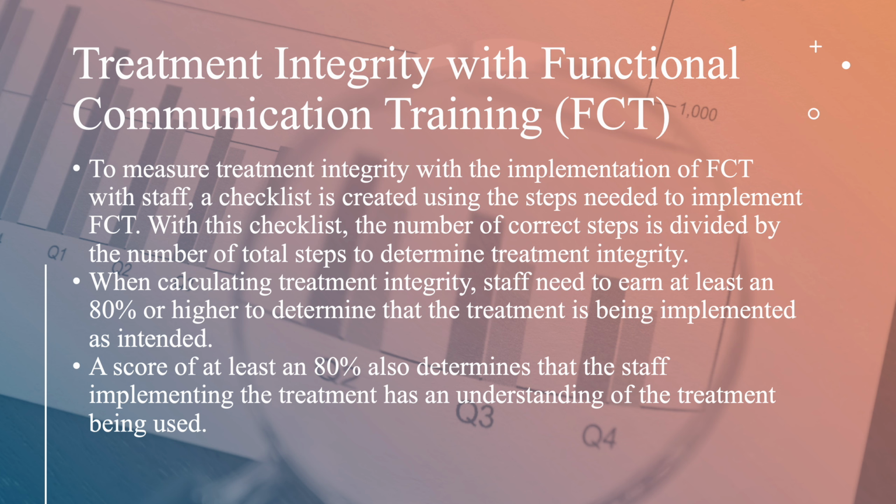Treatment integrity with functional communication training. To measure treatment integrity with the implementation of functional communication training with staff, a checklist is created using the steps needed to implement functional communication training. With this checklist, the number of correct steps is divided by the number of total steps to determine treatment integrity. When calculating treatment integrity, staff need to earn at least an 80% or higher to determine that the treatment is being implemented as intended. A score of at least an 80% also determines that the staff implementing the treatment has an understanding of the treatment being used.